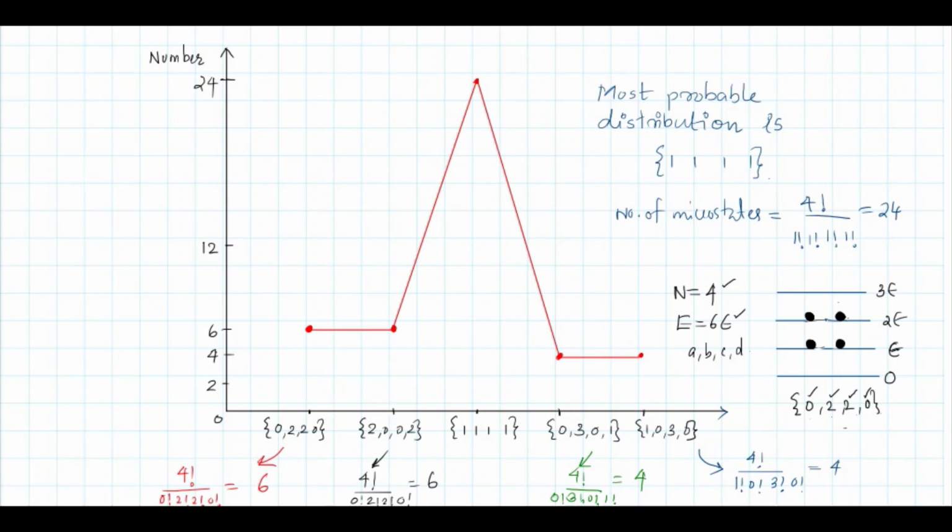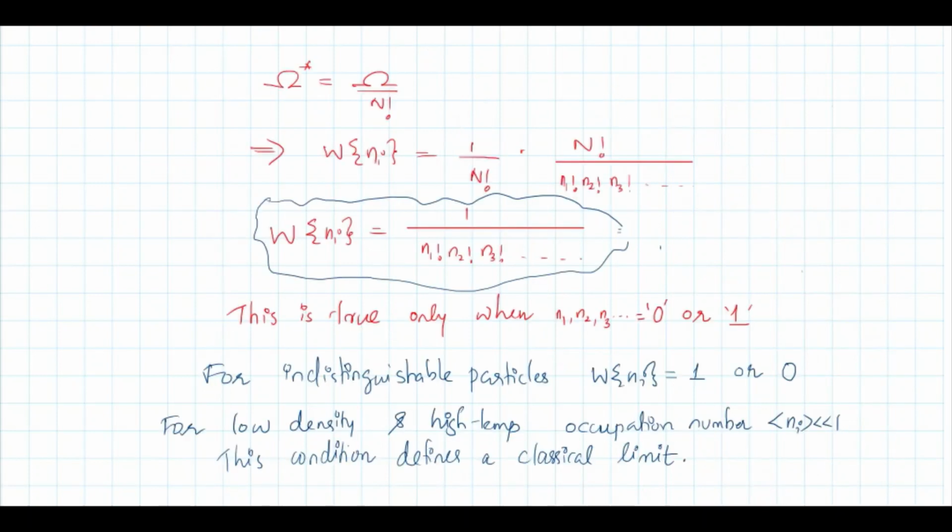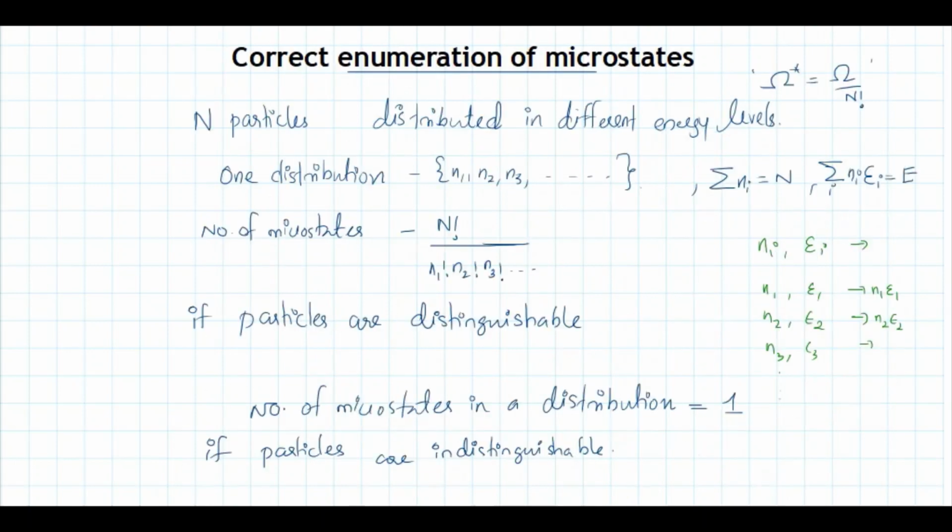If you consider another distribution, say 1, 1, 2, 0, that is not a possible distribution for this system, then the number of microstates will be 0. That means for indistinguishable particles, the number of microstates for a distribution is either 0 or 1. But for distinguishable particles, the number of microstates for a distribution is n factorial by n1 factorial, n2 factorial, n3 factorial, etc. So this is the number of microstates calculation.